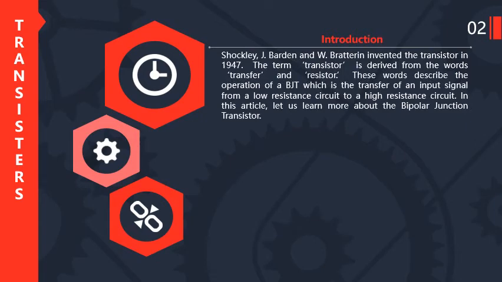Introduction of the transistor. Shockley, Bardeen and Brattain invented the transistor in 1947. The term transistor is derived from the words transfer and resistor. These words describe the operation of bipolar junction transistor, which is the transfer of an input signal from a low resistance circuit to a high resistance circuit. In this lecture, let us learn more about the bipolar junction transistor, in short BJT.